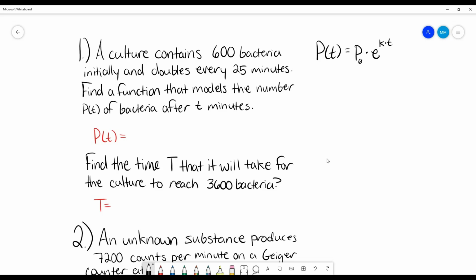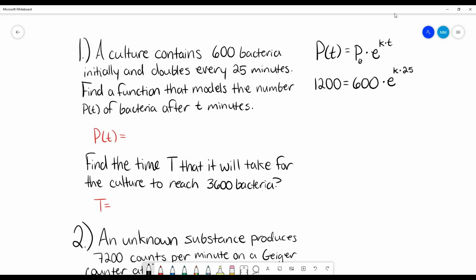In this case, I know that my bacteria doubles every 25 minutes, so it's going to be 1200 bacteria. That's going to equal my initial bacteria times e to my rate times the current number of minutes, which is going to be 25 in this case. Now we just need to solve for k, and then we can plug all of our known values back in, except for t, because that's the variable our function is with respect to.